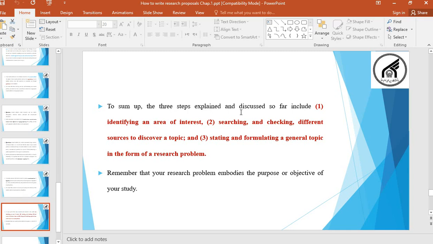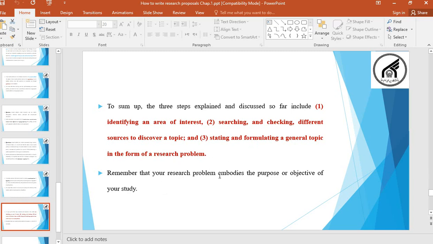To sum up, the three steps explained and discussed so far include identifying an area of interest, searching and checking different sources to discover a topic, and stating and formulating a general topic in the form of a research problem. So these are three important steps: identify your general area of interest, then search and check through different literature, papers and articles in order to discover a topic, and after that state and formulate your research problem.